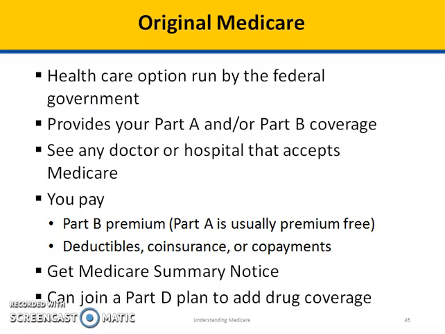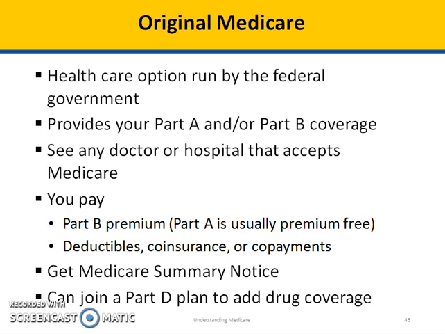As we mentioned earlier, Part A is premium free for most people. For Medicare Part B, you pay a monthly premium. The standard Medicare Part B monthly premium for those not held harmless in 2017 is $134. In Original Medicare, you also pay deductibles, coinsurance, or co-payments.